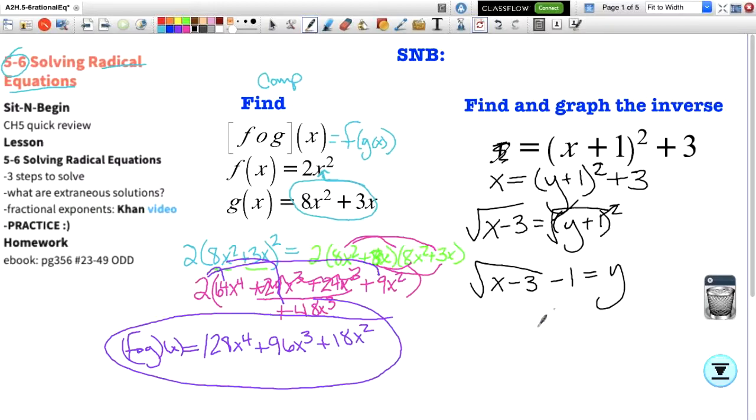Now, when we're asked to graph this, we should think of our parent function. This is a square root. This is what we just did last class, okay? This is going to be a shift to the right 3 and down 1. So instead of starting at 0, 0, I'm going to go to the right 1, 2, 3, and down 1. Then I'm going to go up 1, forwards 1, up 1, forwards 1, 2, 3. And there's my graph.